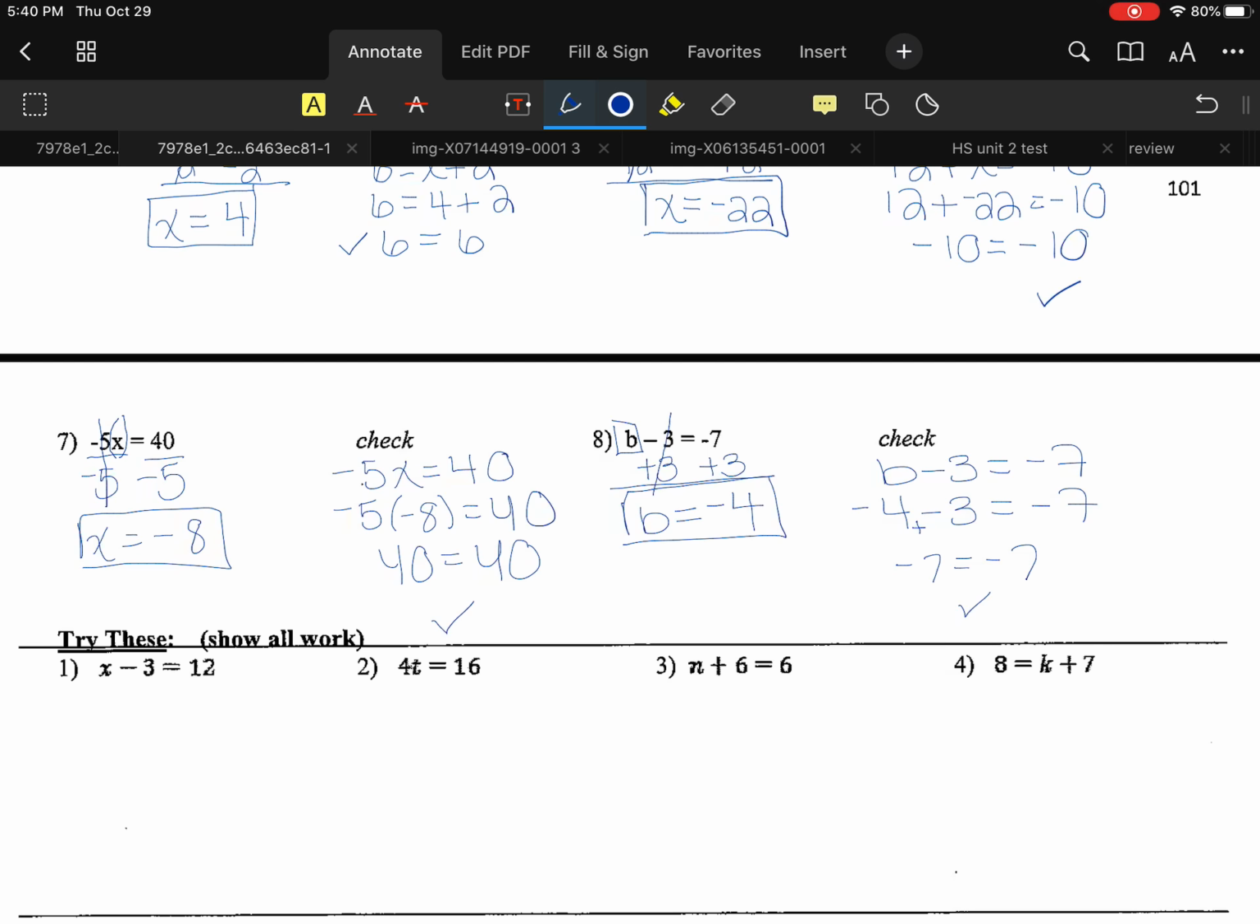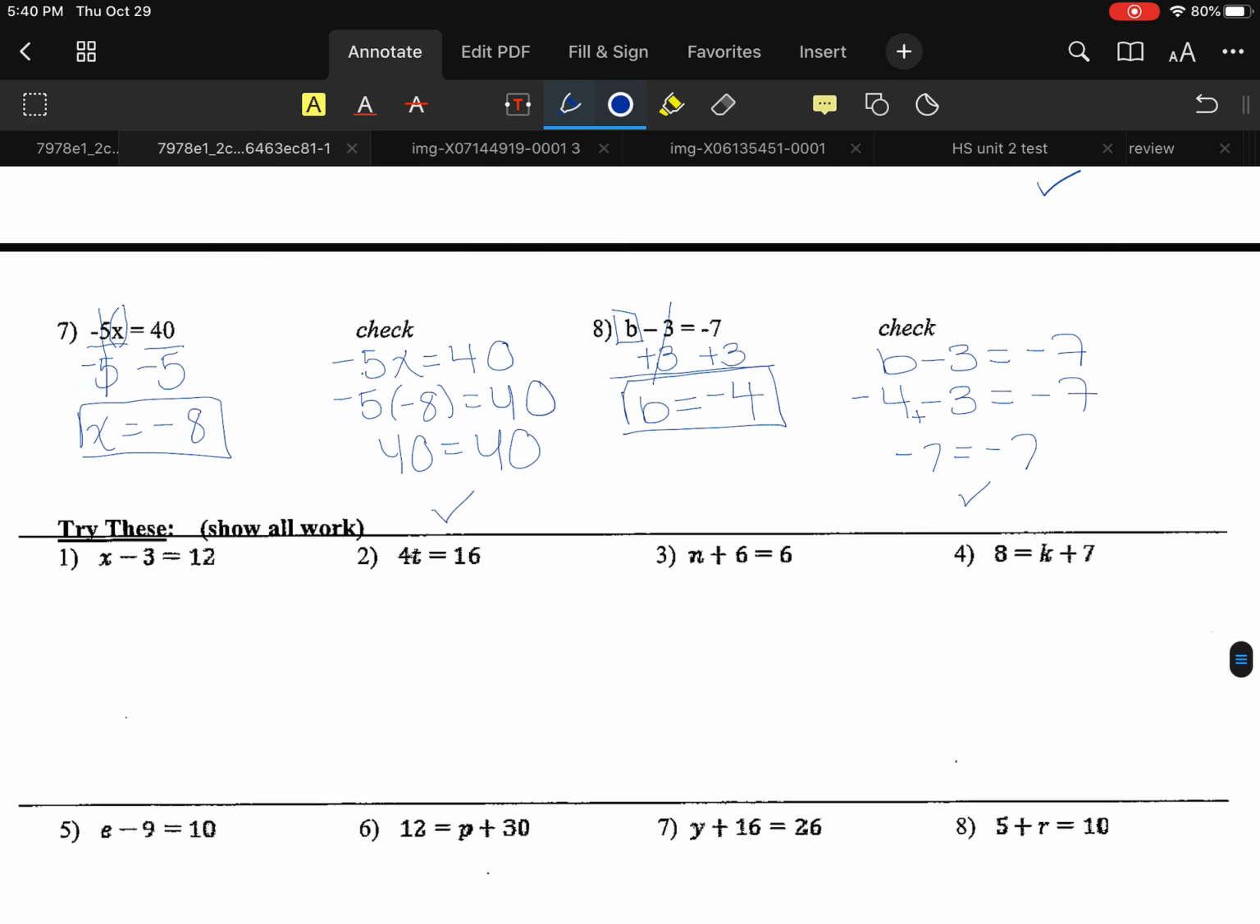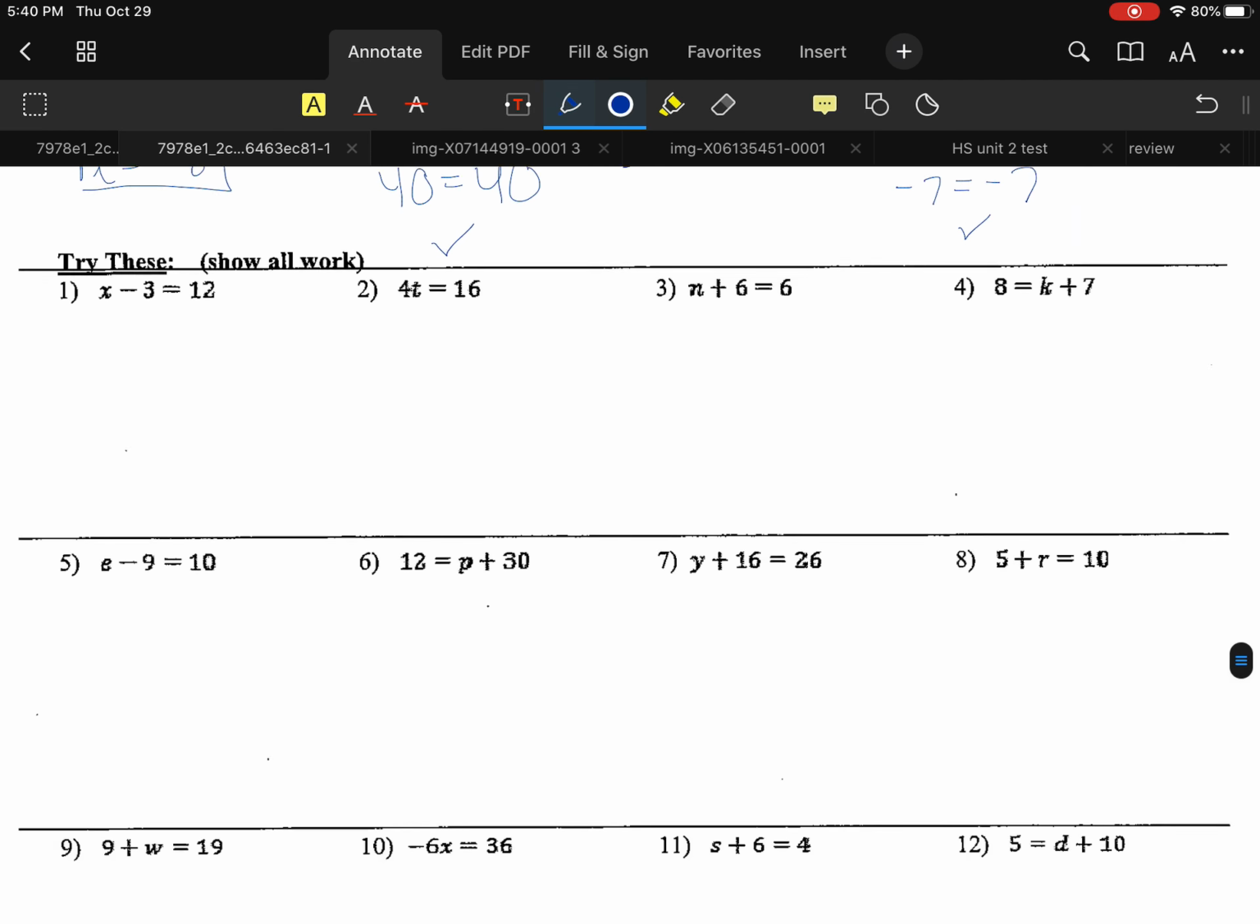The opposite of multiplying is dividing. The opposite of dividing is multiplying. The opposite of adding is subtracting. And the opposite of subtracting is adding. You want to make sure you're always doing your inverse or opposite operation.